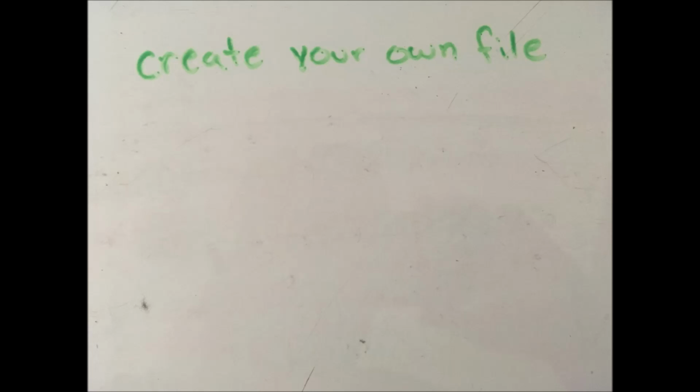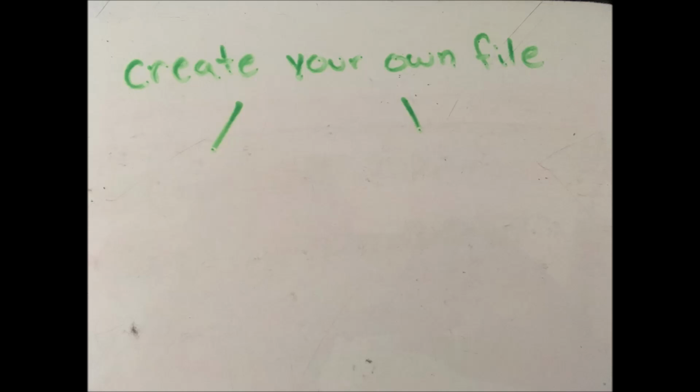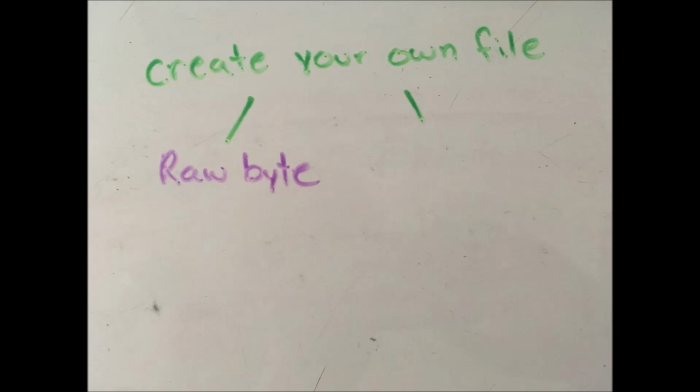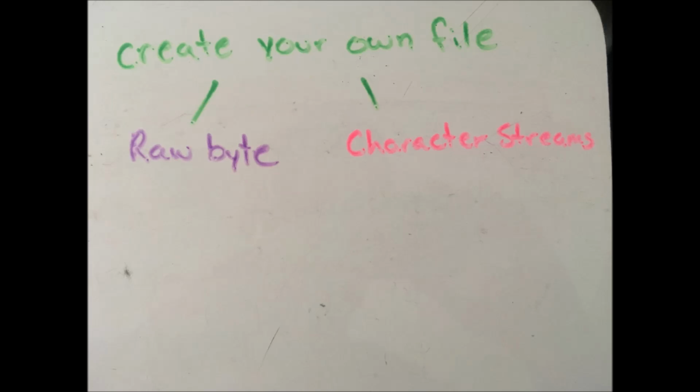Creating your own files is a bit trickier than reading from them. There are two basic ways to write data to files. Raw byte writing is useful for items such as pictures. Character streams are useful for writing plain text. There are two basic constructors.